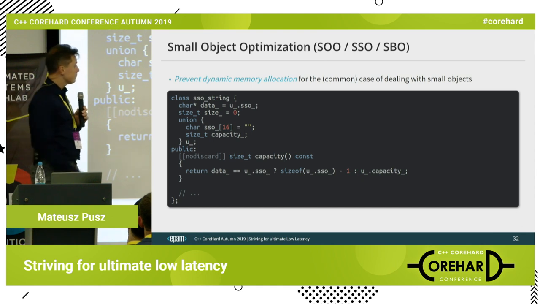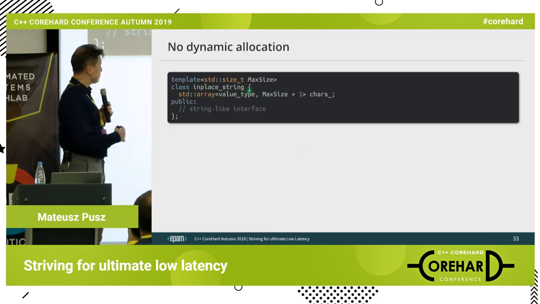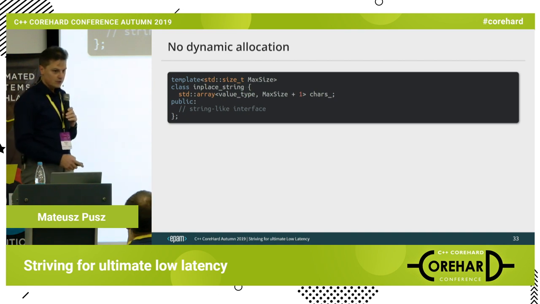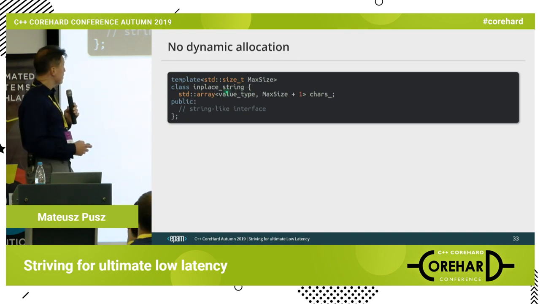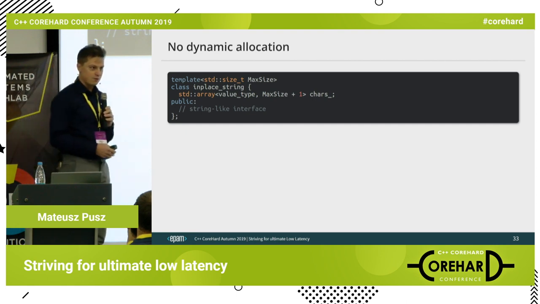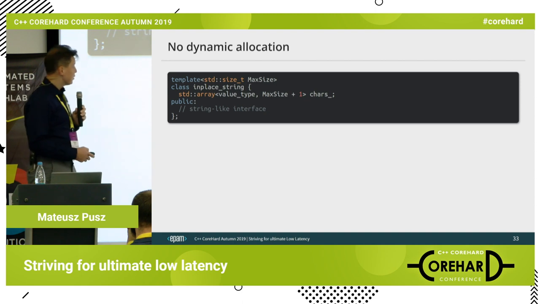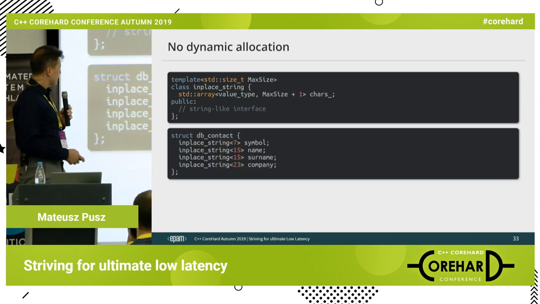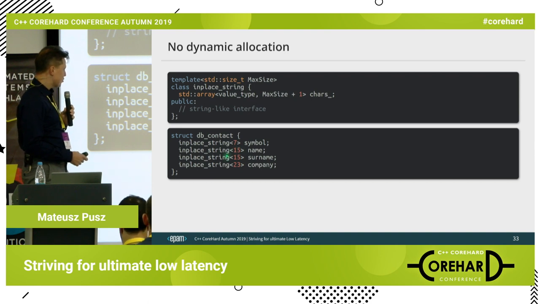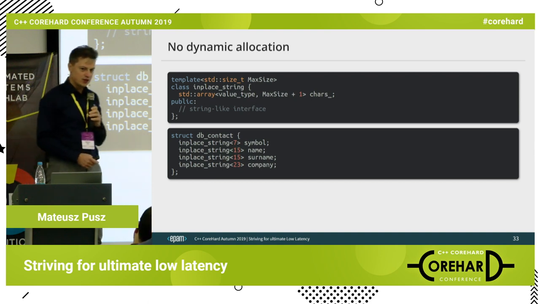If you don't want to do it, you may use an in-place string, for example. This is the type that is commonly used in this domain. If your strings are short, like identifiers that are fixed by the protocol, then you can use those. And then a structure can look like this one, where you have some contract with a symbol, name, surname, company. And as you can see, every type here is smaller in size than the string by GCC.